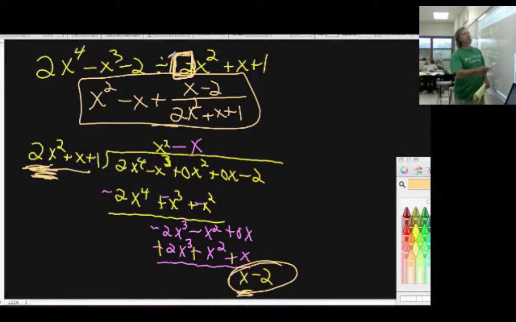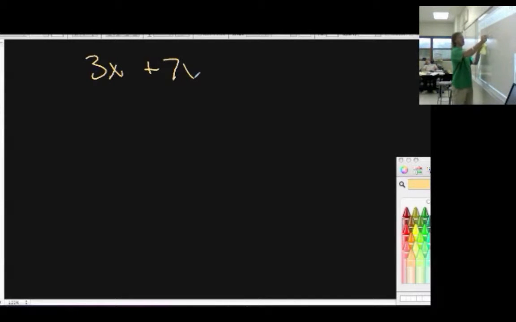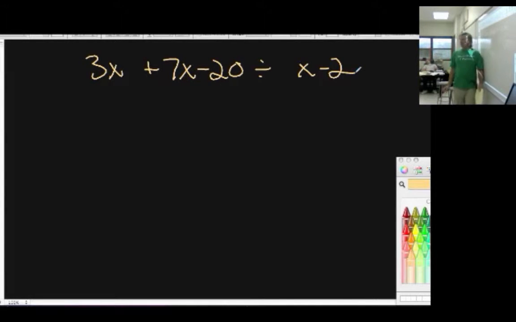Okay, switching to remainder theorem. Find the remainder when 3x squared plus 7x minus 20 is divided by x minus 2. Believe it or not, there are times that you don't care what it's divided by, you don't care about the answer, all you care about is the remainder. It happens with things like slant asymptotes and other things.